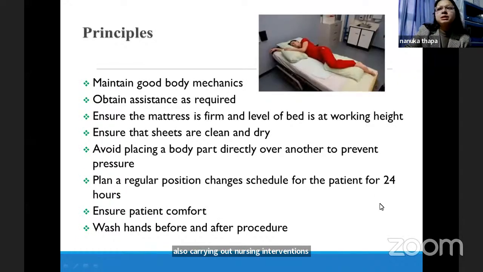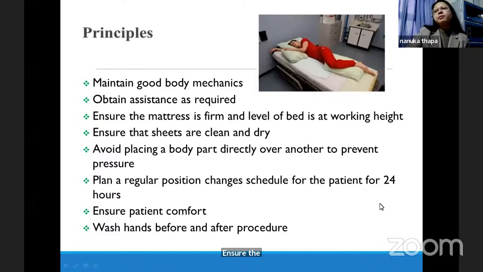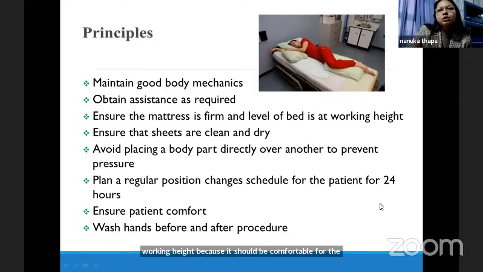The principles are that we have to maintain good body mechanics, to obtain assistance as required, ensure the mattress is firm and the level of the bed is at working height, because it should be comfortable for the team members also to keep shifting the patient. To ensure that sheets are clean and dry, most important, to prevent any contamination or infection.